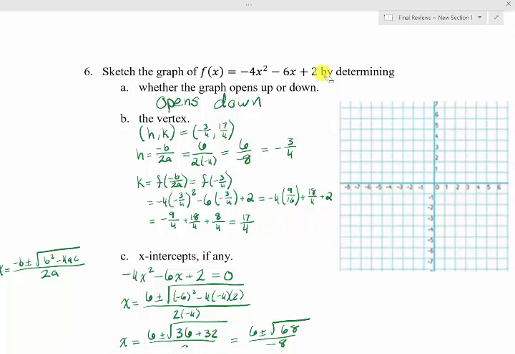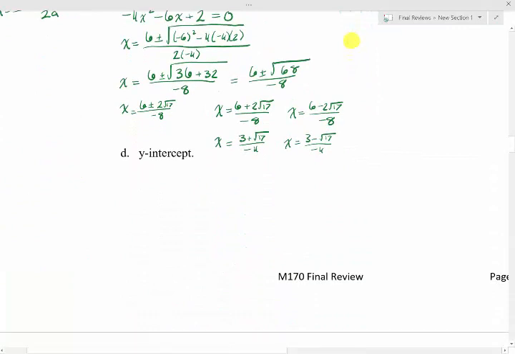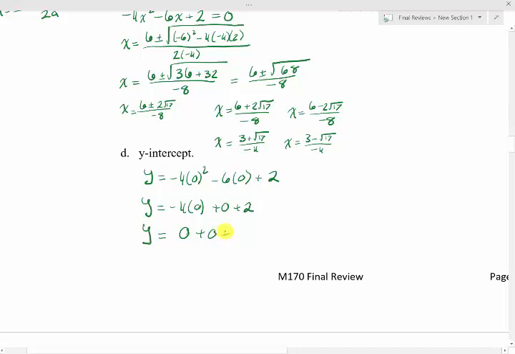So I'm going to go ahead and show that down here. Alrighty, so 0 squared is just going to be 0. And then negative 6 times 0 will be 0. Well, negative 4 times 0 is going to be 0. So I get y equals 2 for my y-intercept. And then we can actually graph our function.